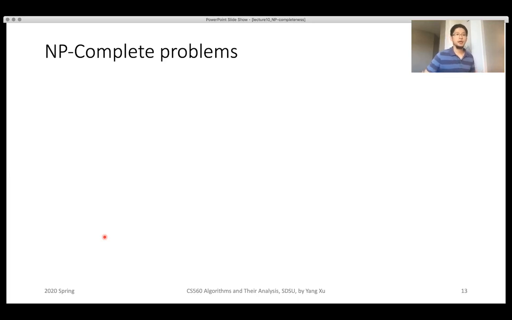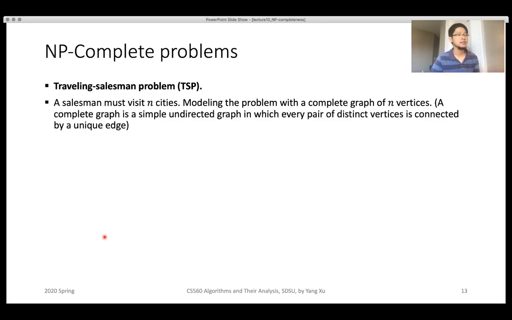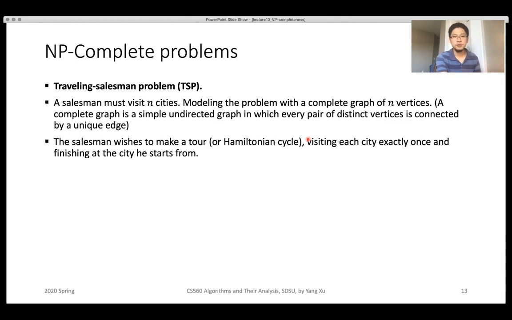Now let's look at some typical NP-complete problems. The first one is the traveling salesman problem. The problem says a salesman must visit N cities. We can model this problem with a graph of N vertices. It's a complete graph, because every pair of distinct vertices is connected by a unique edge. The salesman wishes to make a tour, or a Hamilton cycle, which means that he wants to visit each vertex, or each city, exactly once, avoiding traveling to the same place more than once, and finishing at the city where he starts.